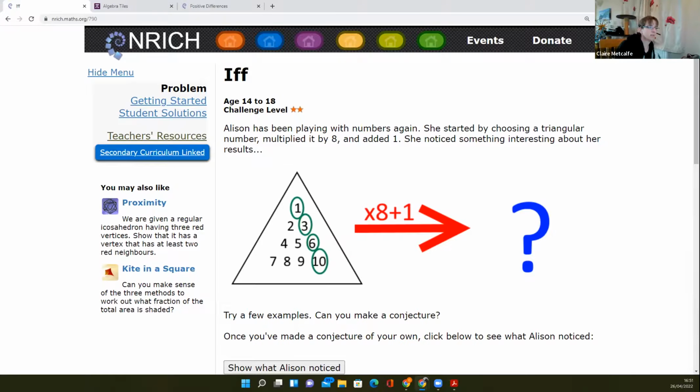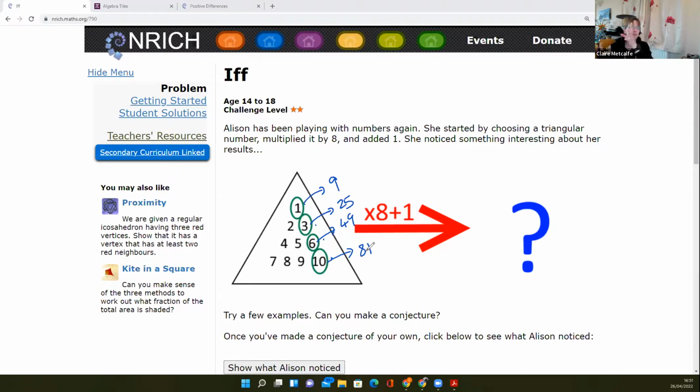So the triangular numbers are listed here: 1, 3, 6, 10. We're going to take a triangular number, multiply it by 8 and add 1. So if I take 1, multiply it by 8 and add 1, I get 9. 3 multiplied by 8 is 24, add 1 is 25. Somebody's ahead of me already. We're going to get the square numbers. We're actually also going to get odd square numbers.